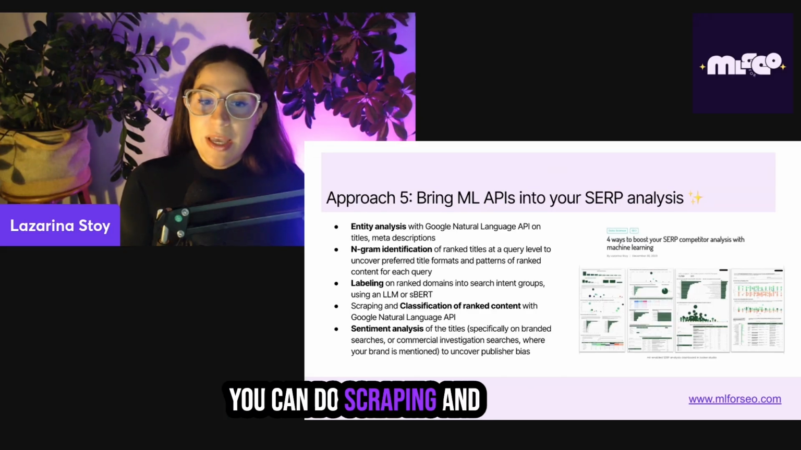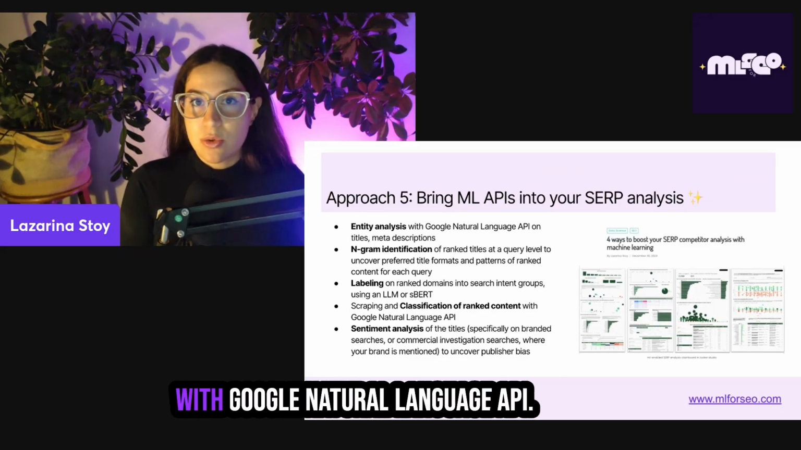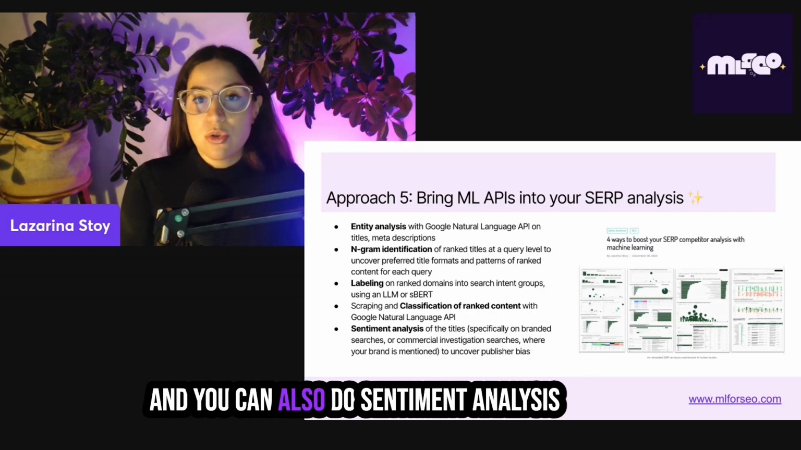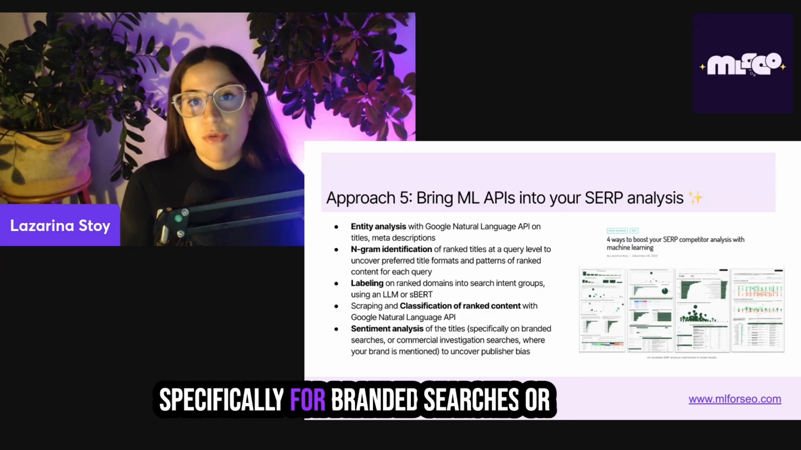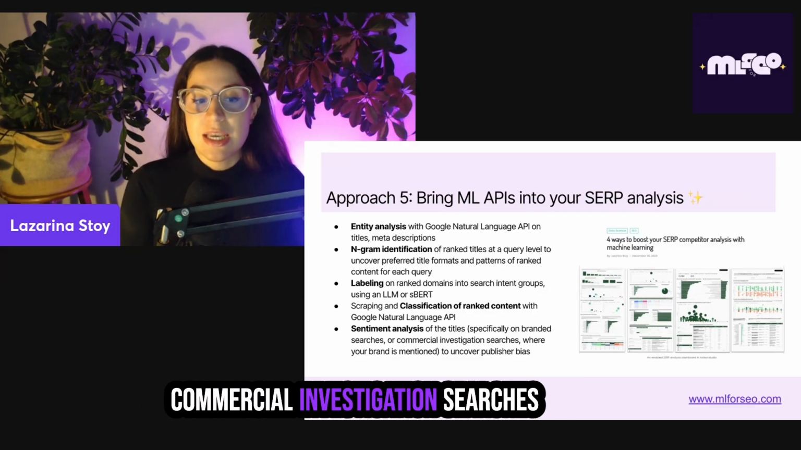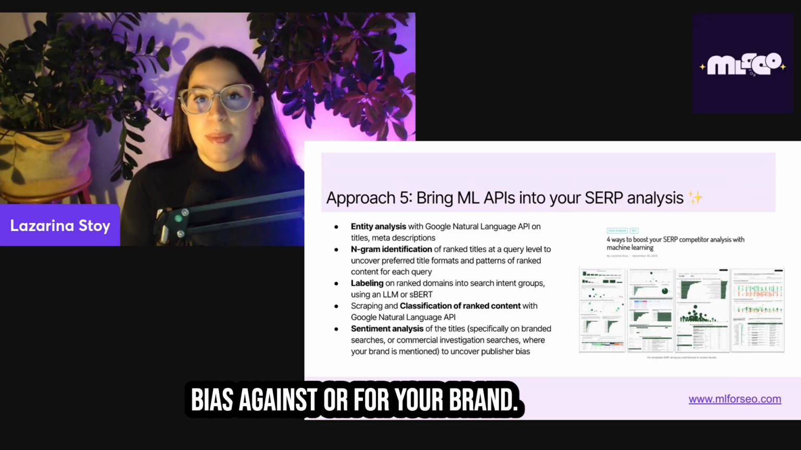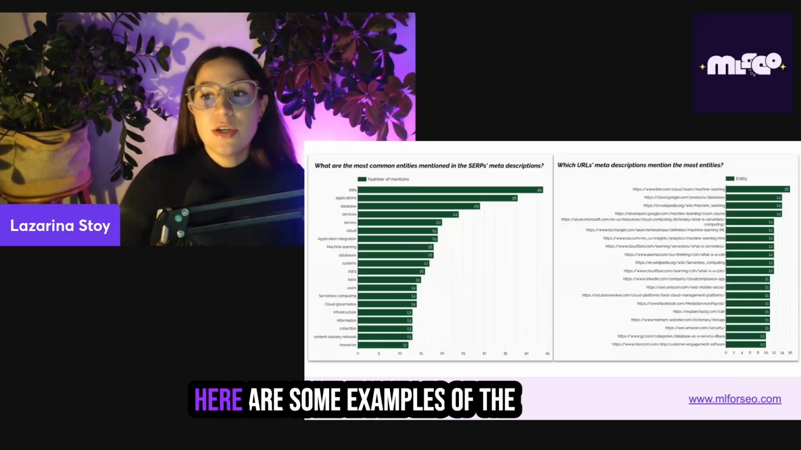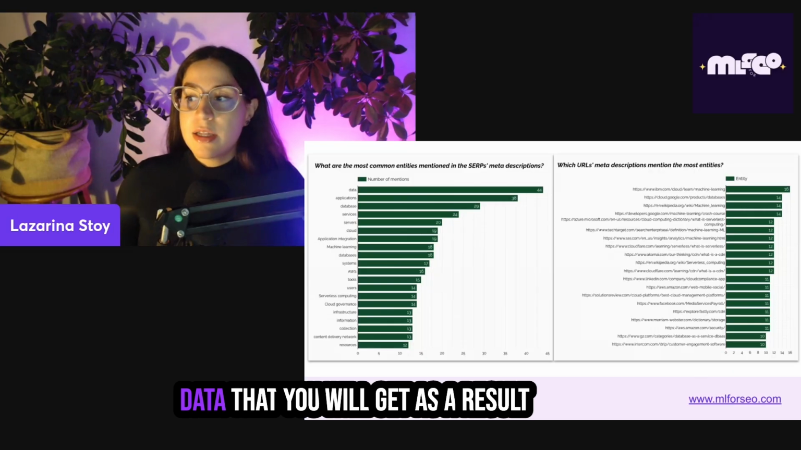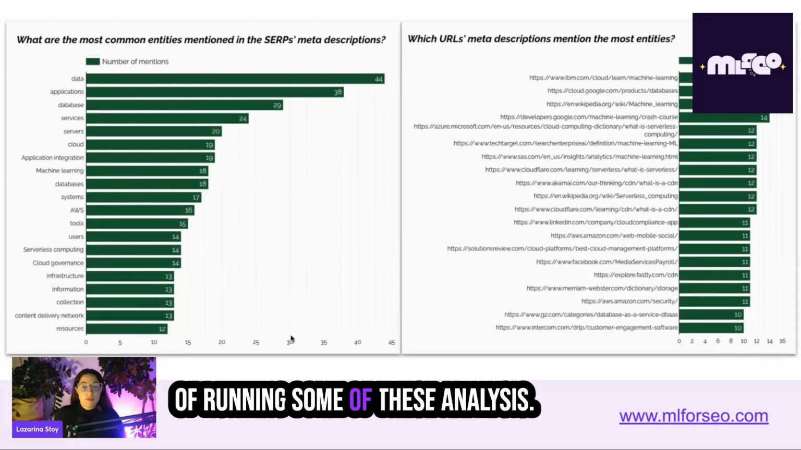You can do scraping and classification of ranked content with Google Natural Language API, and you can also do sentiment analysis specifically for branded searches or commercial investigation searches where your brand is mentioned, to uncover whether there is publisher bias against or for your brand. Here are some examples of the data that you will get as a result of running some of these analyses.